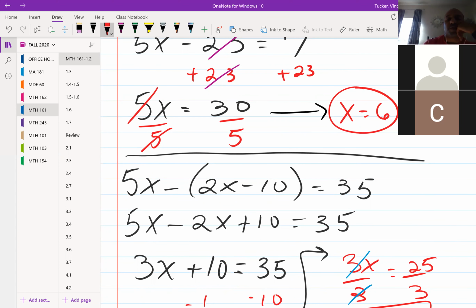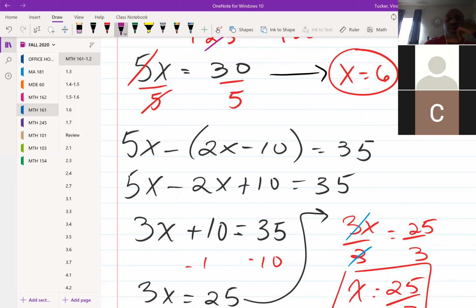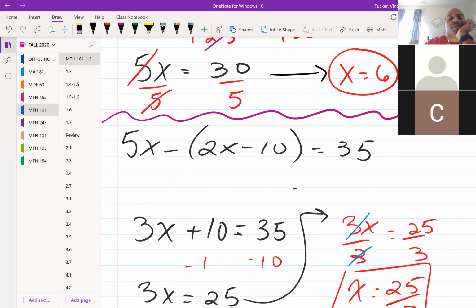All right, so for the next one, we have 5x minus the quantity of 2x minus 10 equal to 35. All right, so first thing we're going to do here is we want to remove that parentheses. We have that x inside of the parentheses, so we need access to the x. So we need to remove what's in front of the x, or what's holding the parentheses there, and that is this minus sign.